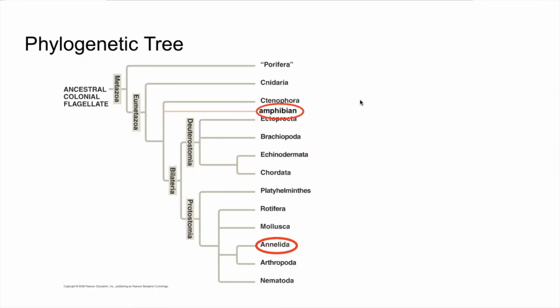The phylogenetic tree tells us that the most recent common ancestor connecting amphibians to annelids is the presence of bilateria, which is the symmetry of an organism.